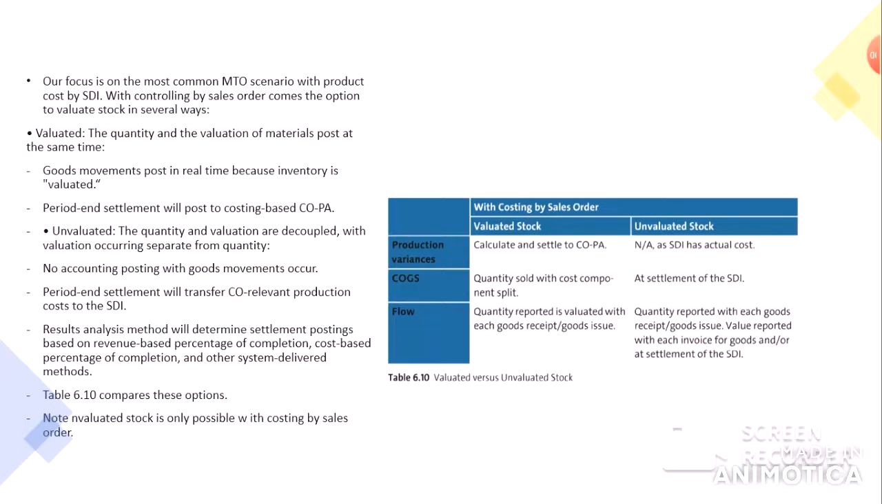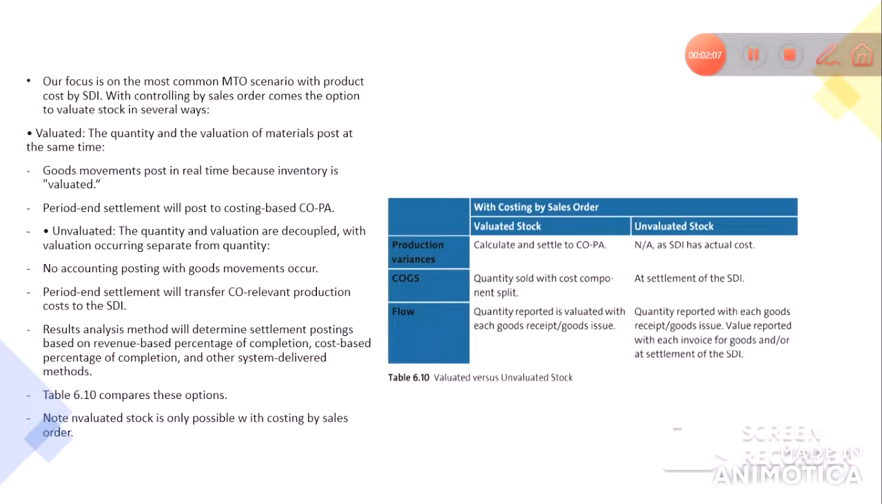Unvaluated stock is only possible with costing by sales order. So if we see this table, we can see the costing by sales order, valuated stock, unvaluated stock, production variances, calculate and settle to COPA. It is not applicable as the SDI has actual cost. COGS, quantities sold with cost component split.